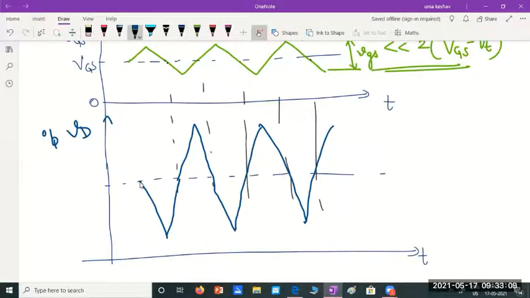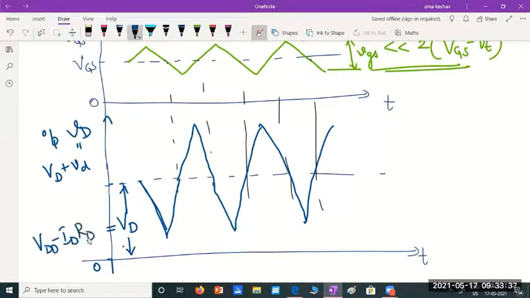Remember, this is your output signal VD. We are writing total values. That's why we have shown the DC and AC. So this is your DC drain voltage VD. So this VD is capital VD plus small vd. That capital VD is what is shown as this shift from 0. The amount of shift from 0 will be capital VD. Do you remember what it is? It is VDD minus ID into RD. That would represent this shift.